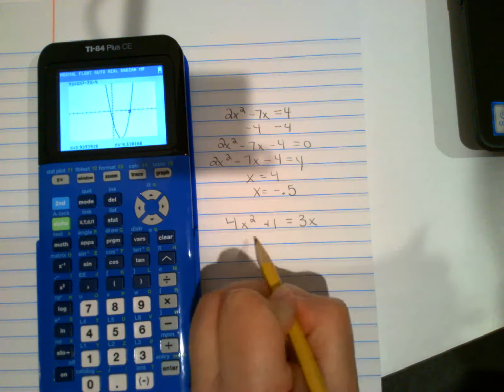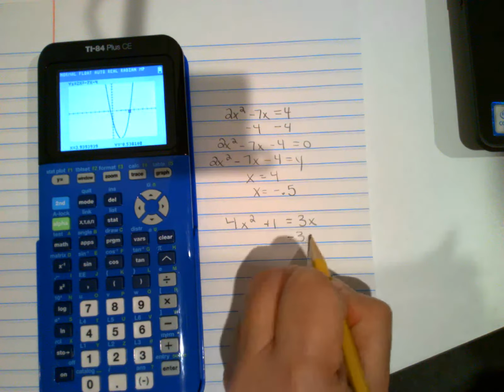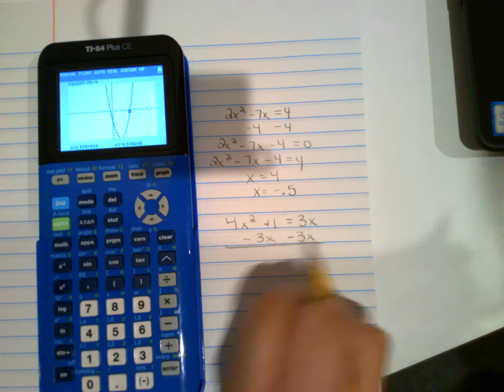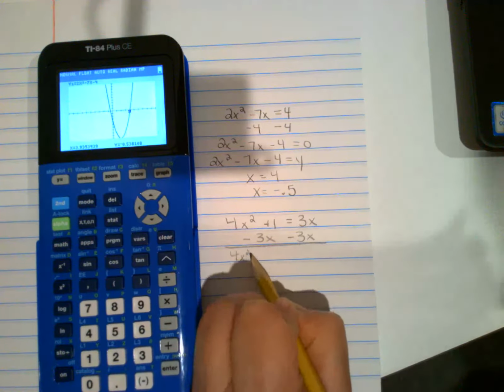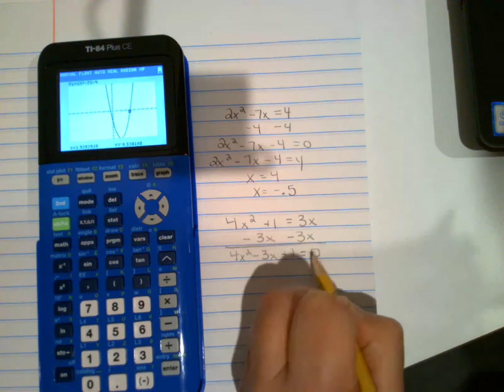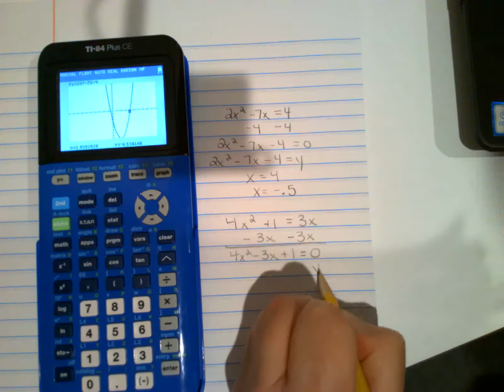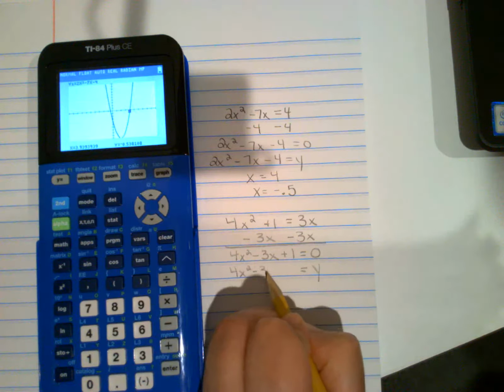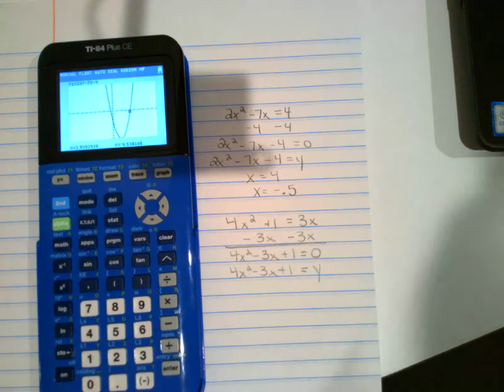And we are going to make it equal to 0. So I'm going to subtract 3x from both sides. And that will give me 4x squared minus 3x plus 1 equals 0. Or we know we need it to be equal to y. So 4x squared minus 3x plus 1 equals y.